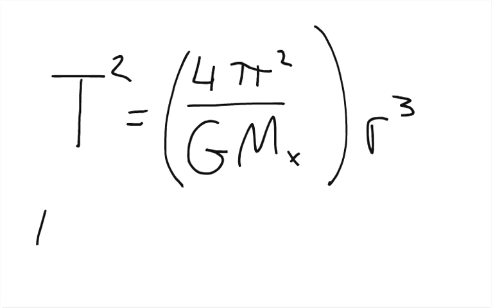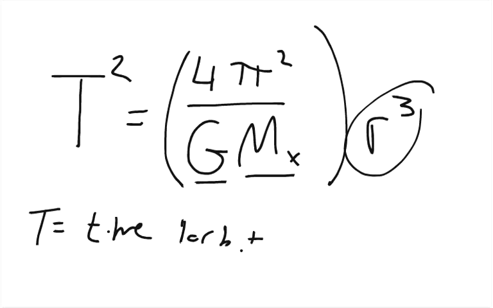T is the period of orbit, the time for one orbit. G is our gravitational constant. M of x is the mass of whatever the massive object is that we're speaking of. So it's orbiting the Earth, so this is going to be the mass of the Earth. And R is the distance from the orbiting object to the very center of the Earth. So we call this the height, and this is the Earth's radius, so you have to add those together to get R.